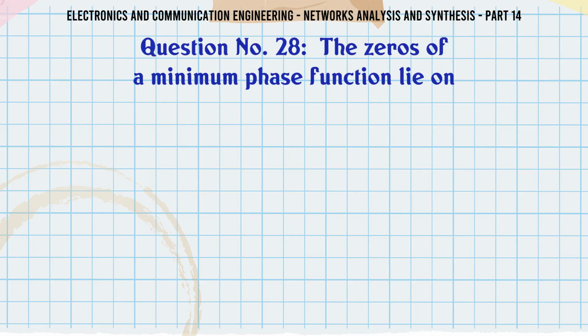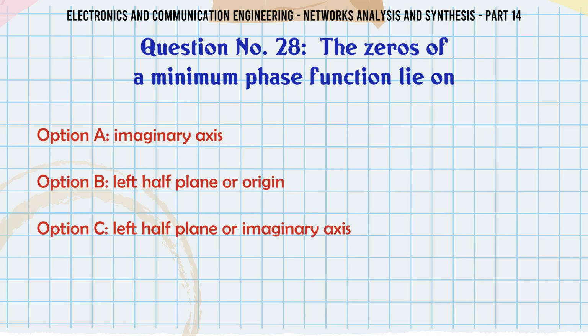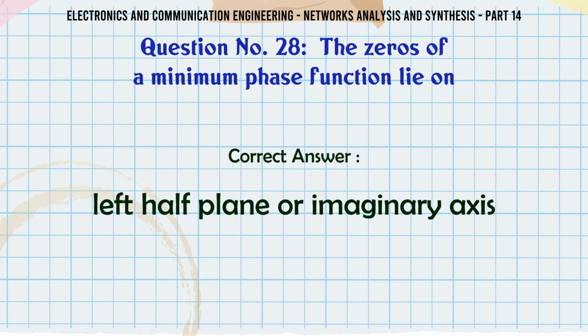The zeros of a minimum phase function lie on: A, imaginary axis; B, left half plane or origin; C, left half plane or imaginary axis; D, right half plane or origin. The correct answer is left half plane or imaginary axis.